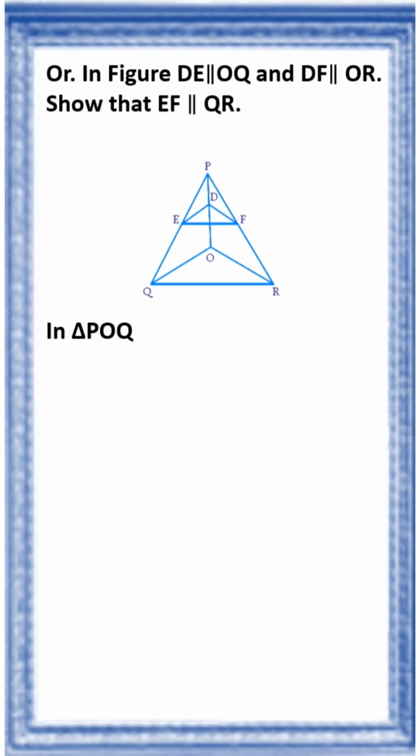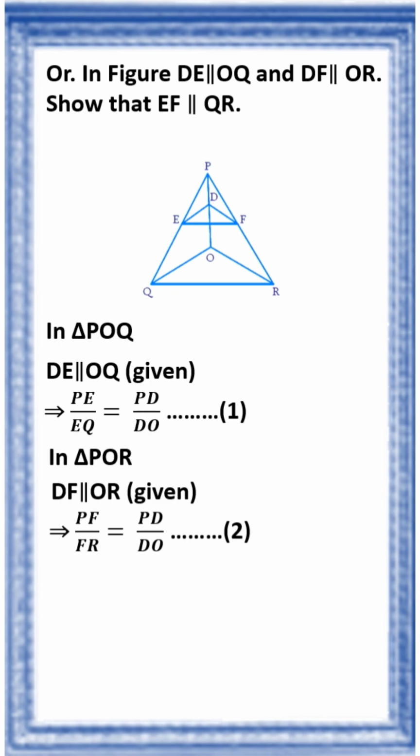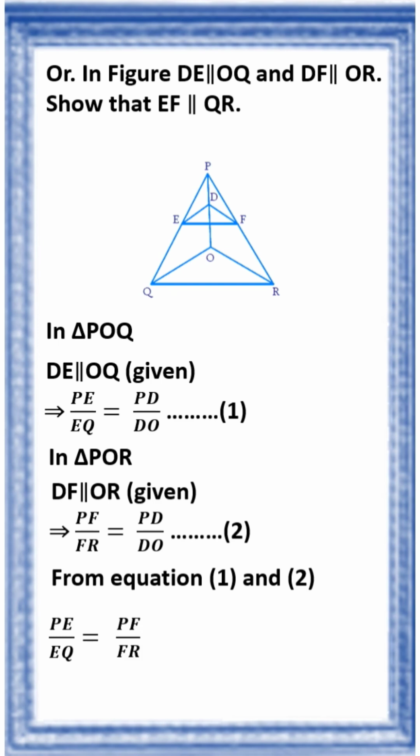In triangle POQ, DE is parallel to OQ, it has been given. It implies that PE by EQ is equal to PD by DO. Let it be equation number 1. In triangle POR, DF is parallel to OR, it has been given. It implies that PF by FR is equal to PD by DO. Let this be equation number 2. From equation 1 and 2, PE by EQ is equal to PF by FR.